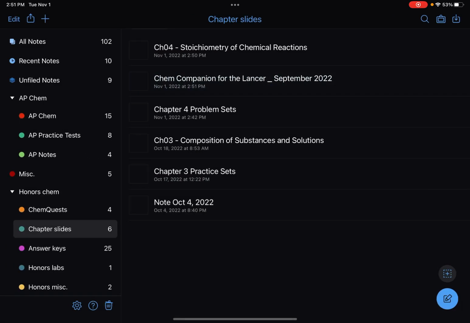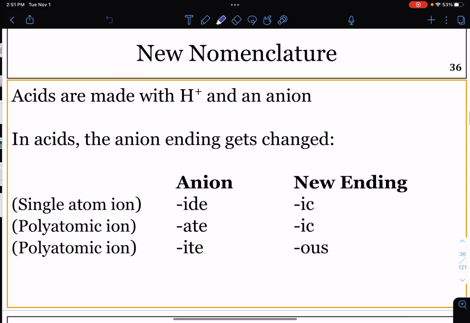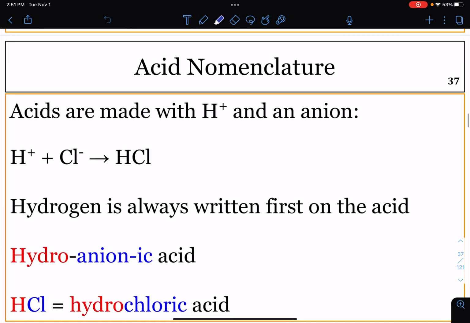So let's look at our first example for acid nomenclature. Hydrogen plus the chloride ion with a negative charge makes an acid, HCl. We use the hydro prefix. Then we name the anion, which is chlorine, but we change the "ide" ending to "ic." So HCl is named hydrochloric acid. Always add the word acid at the end of all the acid names.